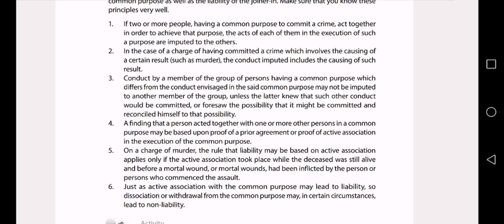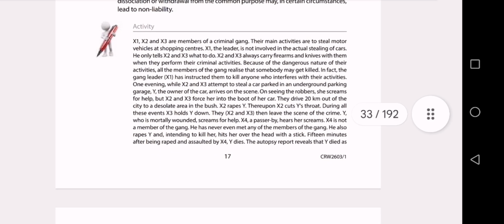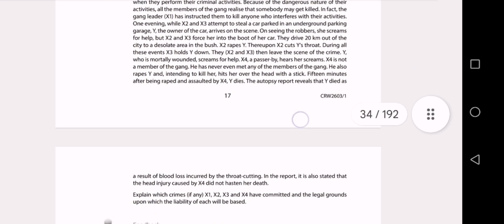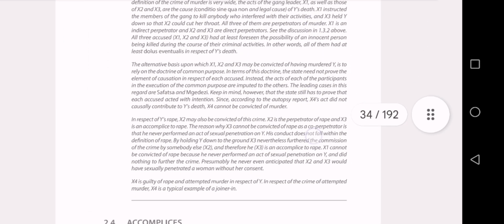I'm done with this section now. Thank you. All right, we're proceeding. We ended up here on number 6. Now there is an activity that we're going to do later. Let's proceed.